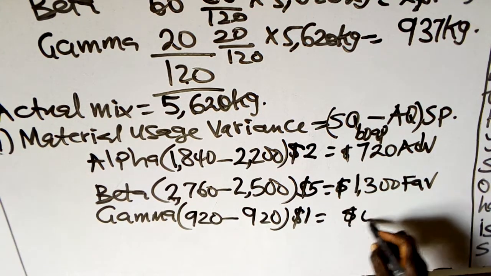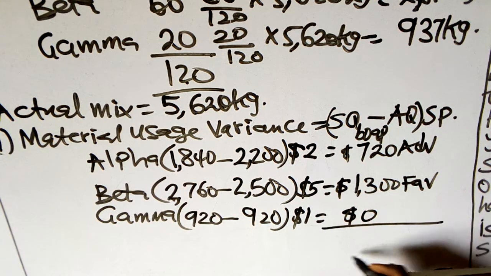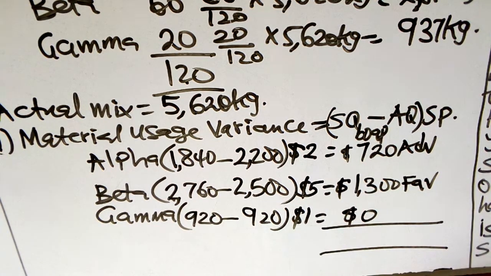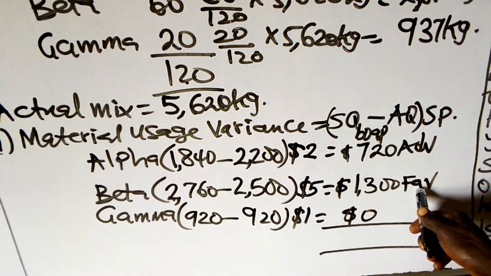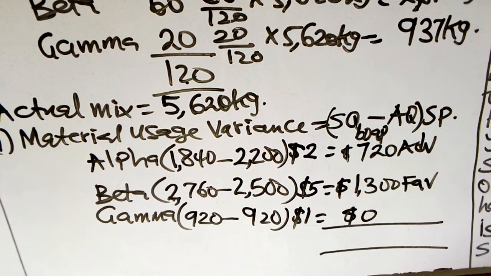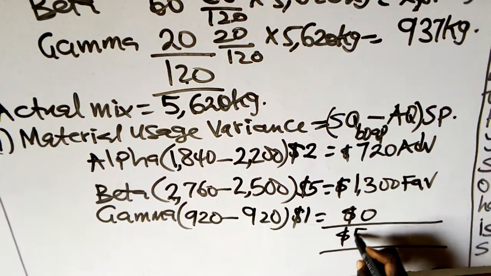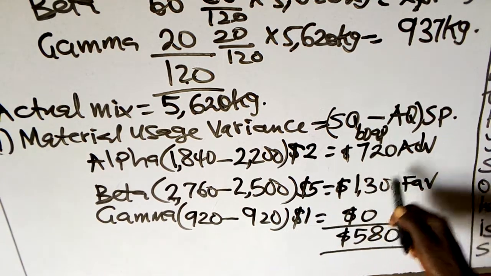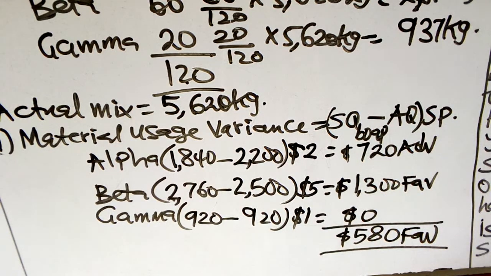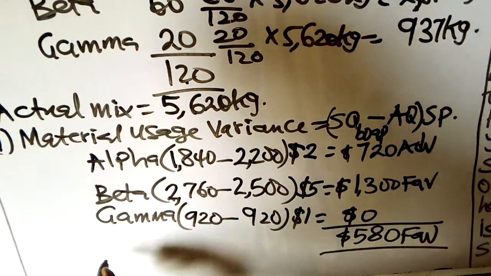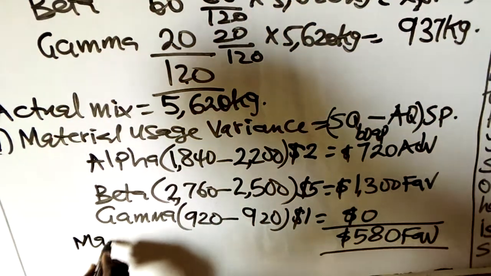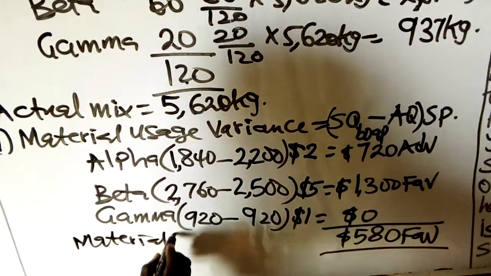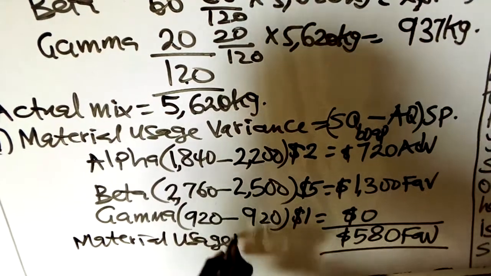That will be $0. So when you sum up, this is favorable 1,300, adverse 720. So when you subtract the adverse from the favorable, then you have the difference of 580. It will still be favorable because favorable exceeds adverse. 580 favorable. That is materials usage variance.